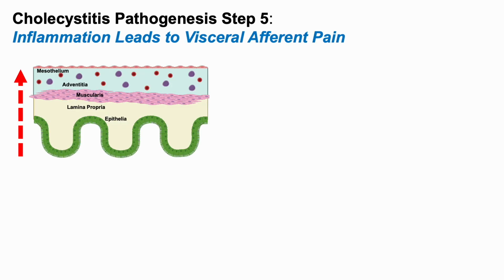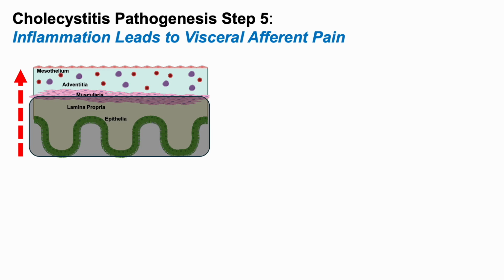Okay, so step 5 to the cholecystitis pathogenic process is that inflammation leads to visceral afferent pain. As we said before, the ischemic process of cholecystitis works from mucosa to adventitia due to the architectural blood supply of the gallbladder wall. Nerves run throughout the gallbladder wall, and some of these nerve fibers include visceral afferent pain fibers, which can be affected by these pathologic changes before the ischemia and the inflammatory processes become transmural.